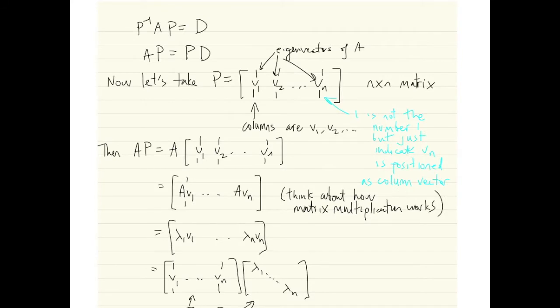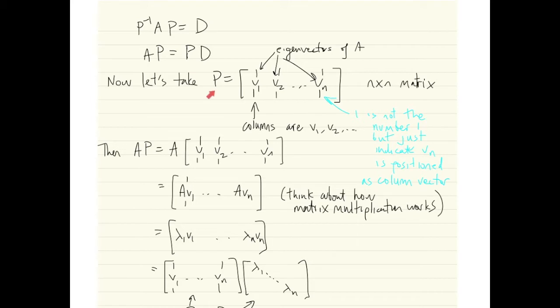Now, suppose it's the case that P inverse times A times P is equal to D. Well, we can just set D equal to P inverse A P, but suppose that D is a diagonal matrix. Now let's multiply on the left by P on both sides. So this P times P inverse will cancel, and we're just left with AP on the left, and then P times D on the right.